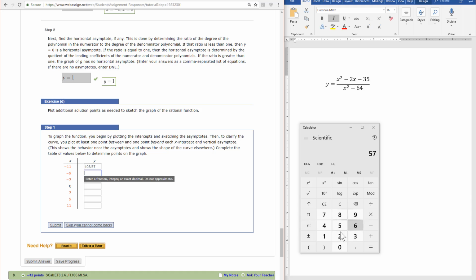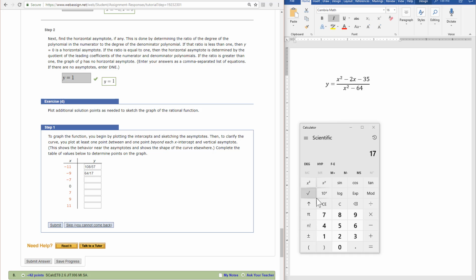Now let's put in negative 9. In the numerator, 9 squared is 81. Negative 2 times negative 9 is positive 18, so we're going to add 18 to that, and then we're going to subtract 35. And that's a 64. And then in the denominator, 81 minus 64 is 17. And again, I don't think that's going to cancel.